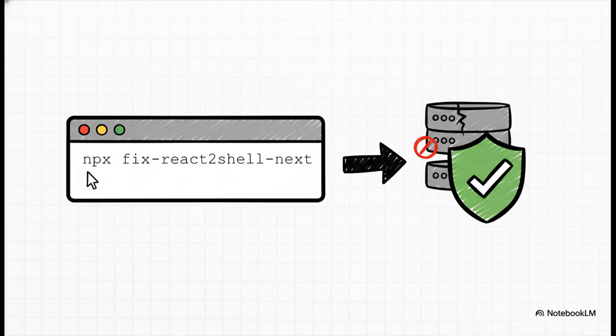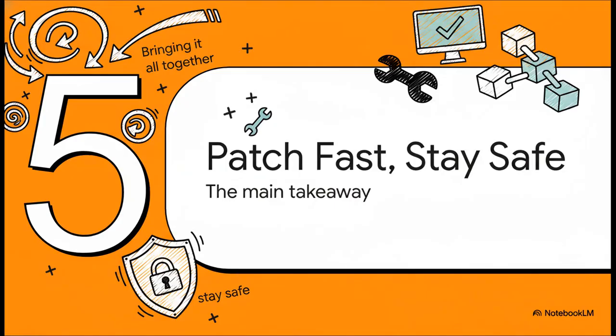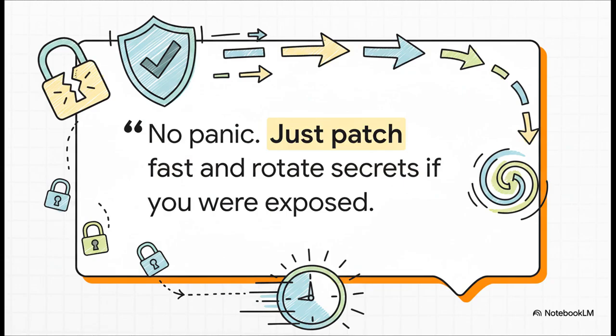And for those of you with Next.js projects, the team made this super simple. You just have to run this one command right here in your terminal. That's it. It takes care of the whole patching process for you. So we've gone through what this is, why it's so dangerous, and how to fix it. Let's wrap this up with the single most important thing to remember. And this message comes straight from the security experts who found this. Look, the point isn't to make you panic. It's to get you to act. Yes, the vulnerability is bad, really bad, but the fix is out there and it's easy to apply. The keyword here is urgency. You need to patch now.